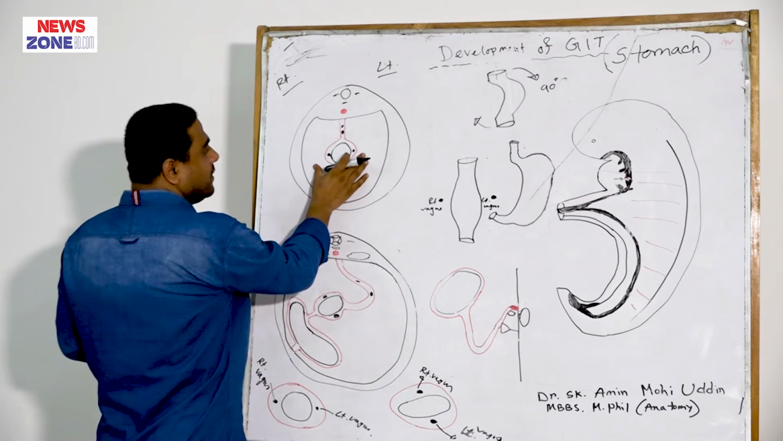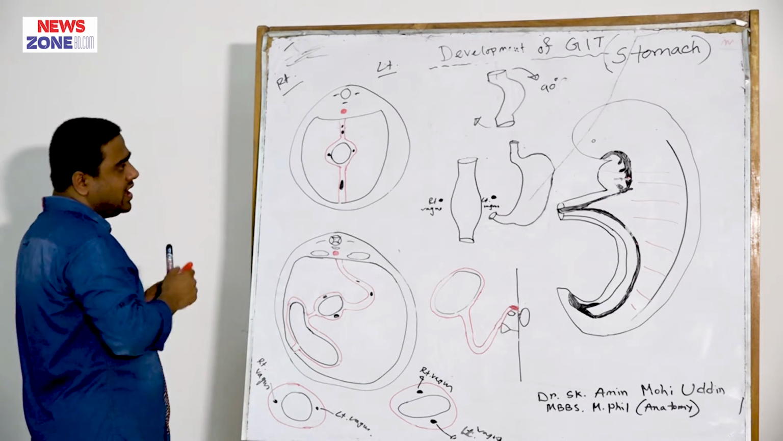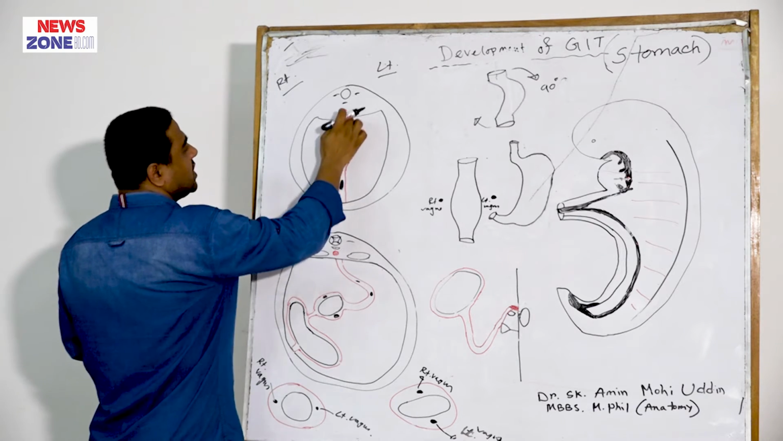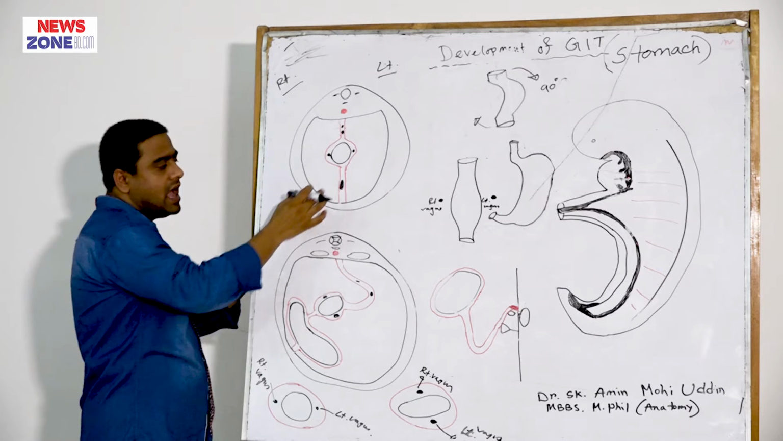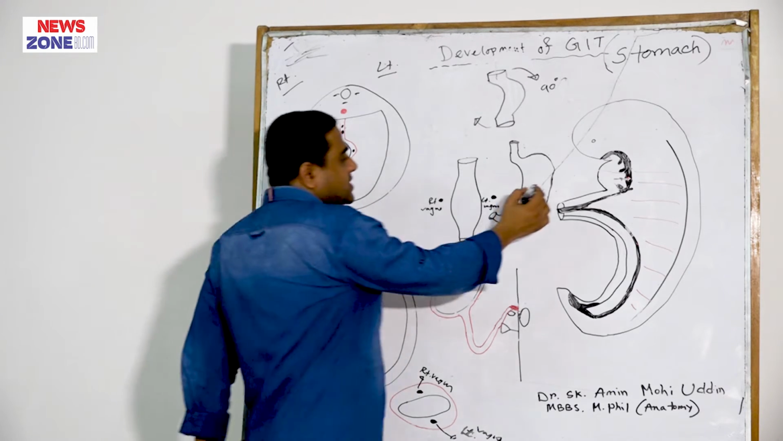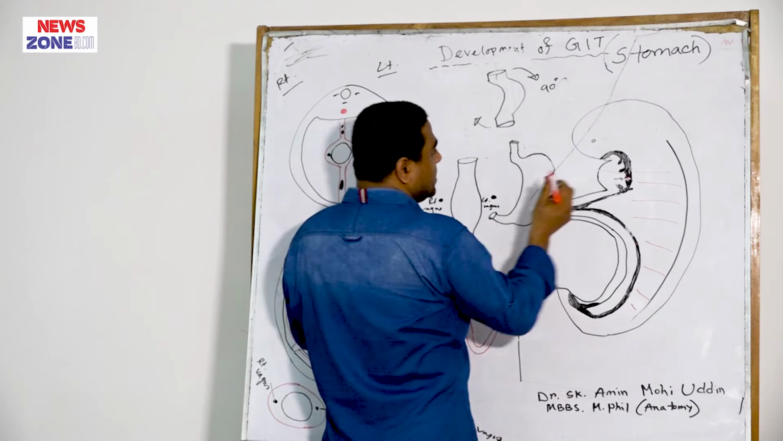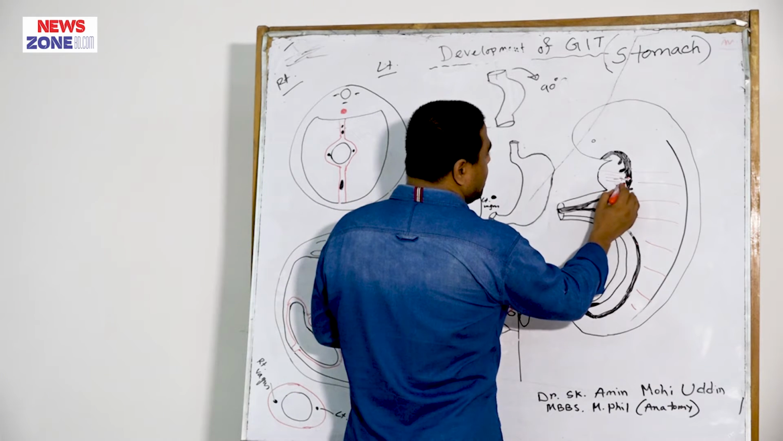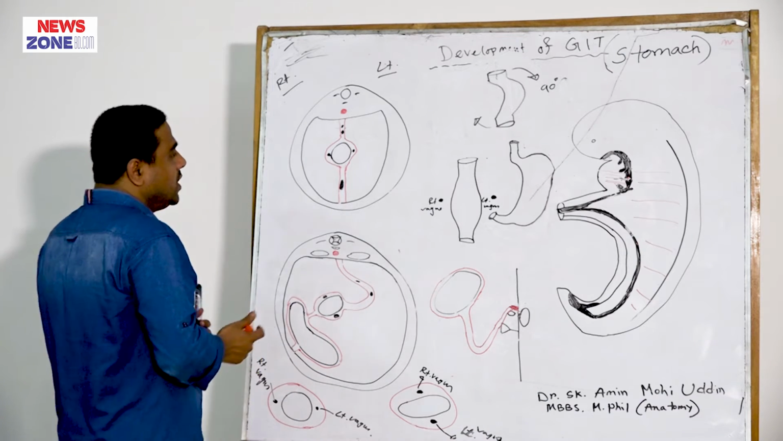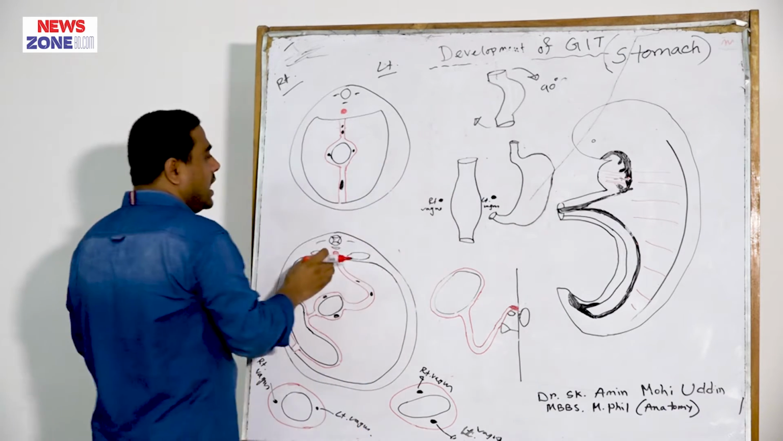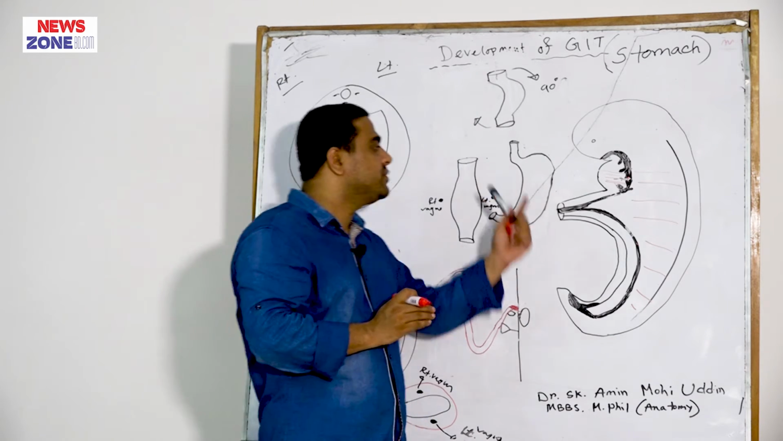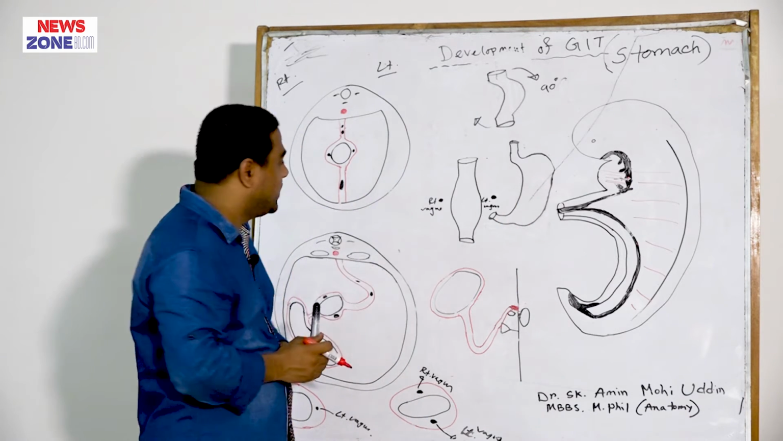These rotations come to this figure. Here is the stomach. This stomach is suspended from the dorsal body wall by the dorsal mesentery, and from the ventral body wall by the ventral mesentery. This is the septum transversum, and from the septum transversum a double layer fold of peritoneum appears, known as the ventral mesentery, which suspends the first part of the duodenum and also the lower part of the esophagus from the anterior body wall of the embryo.